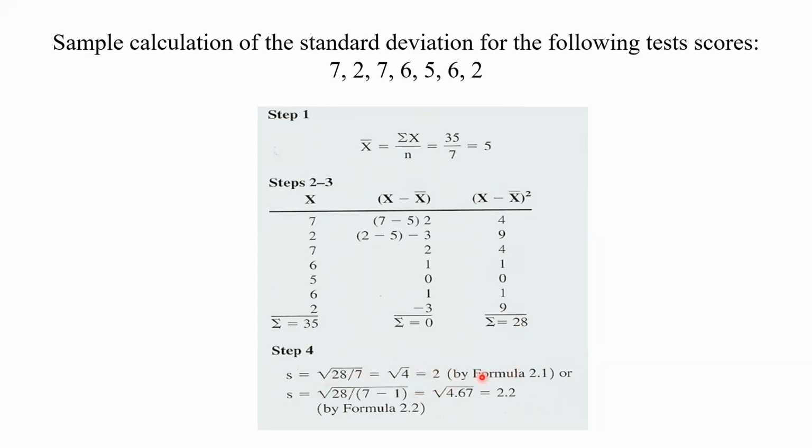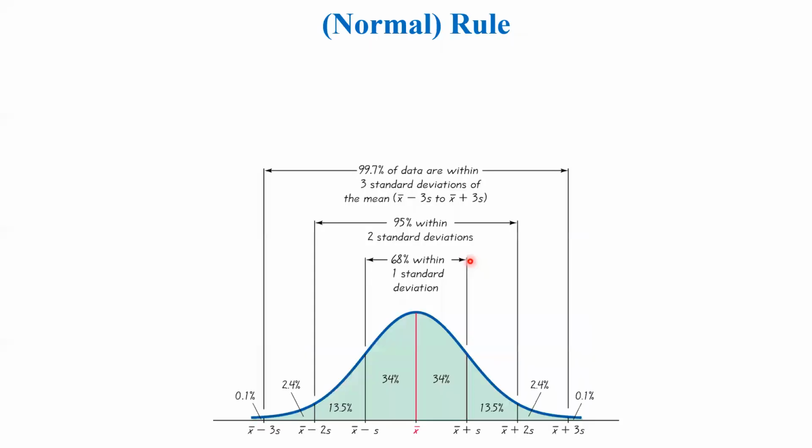So in some instances, you might find that you don't divide by the number of the sample, which is n here, 7. You divide by n minus 1, okay, which will give you a similar value. So this will give you a variance of 4.67 and a standard deviation of about 2. Okay, so that is all about the calculation.